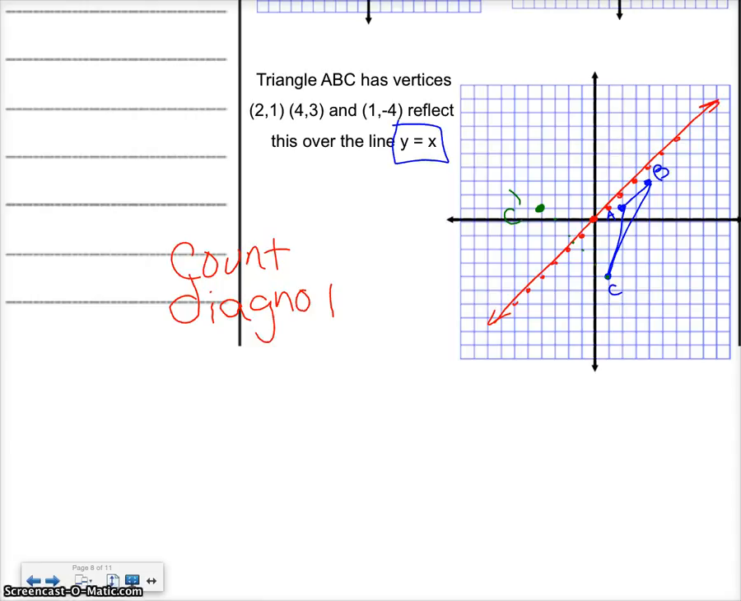A is a half of a diagonal away. So A prime is going to be a half of a diagonal away. Notice mine looks more like 3/4 here, but it should be 0.5 away. B is 0.5 diagonal away. So B prime is going to be 0.5 diagonal away. And if you graph it, you should be able to notice that if you imagine flipping this, it should match up.